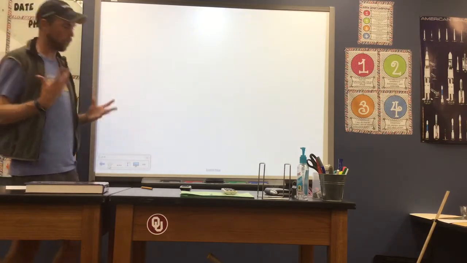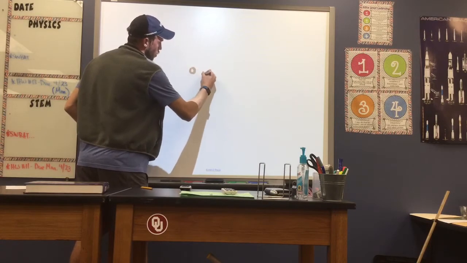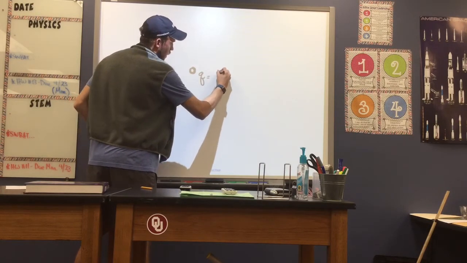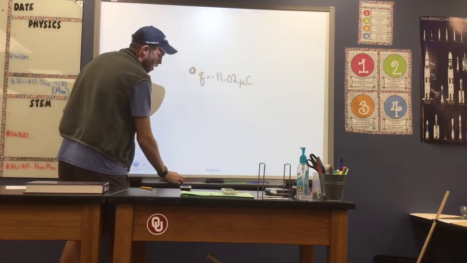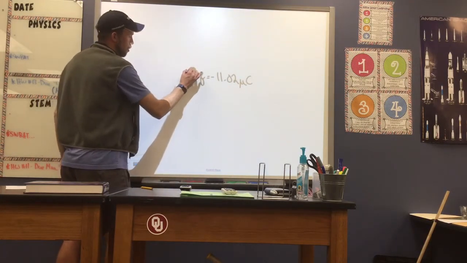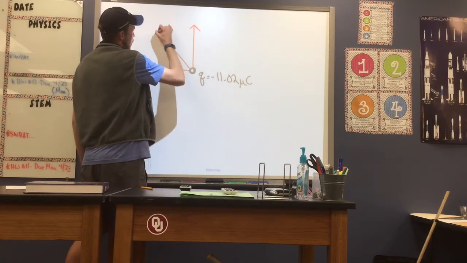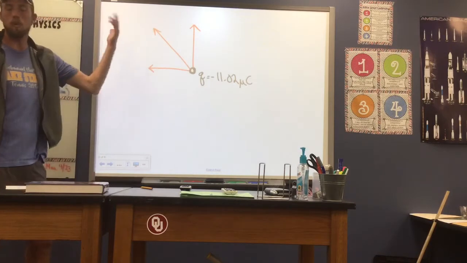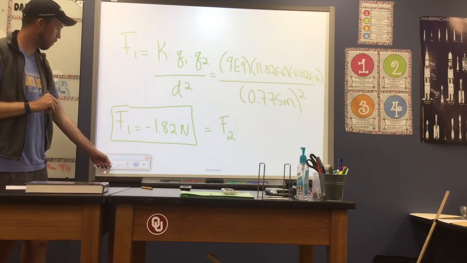So I'm going to redraw my picture to simplify things a little bit. So here's our charge, Q, and it's negative 11.02 microcoulombs. Now we have three forces acting on that charge: F1, F2, and F3. Now, we know F1 and F2 are the same value. That was the negative 1.82.